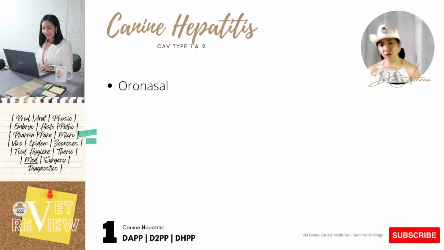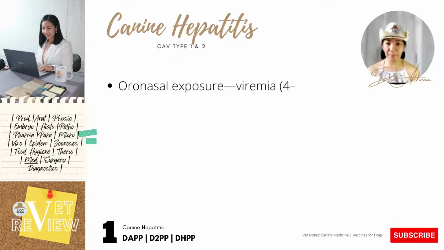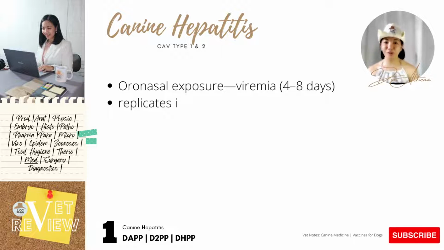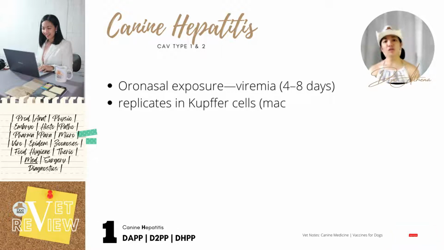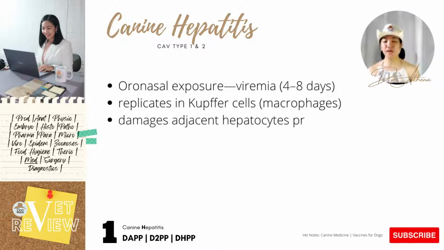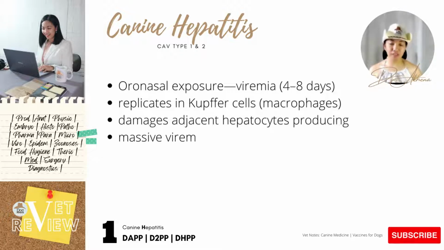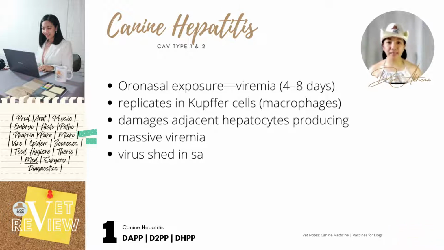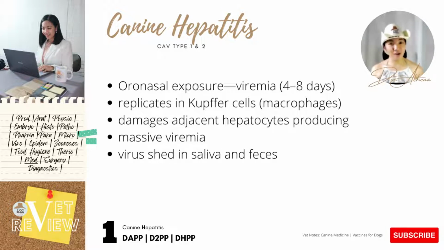So how does a dog get infected with canine hepatitis? Infection usually occurs through oronasal exposure. So it means oro, mouth, nasal, nose. And once the virus enters the body, it replicates in the Kupffer cells. These are macrophages. What is a macrophage? Macrophages are cells which are usually the first line of defense of our immune system. So they engulf, or try to eat, the invading organisms.